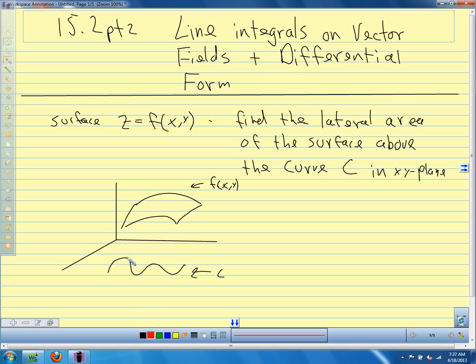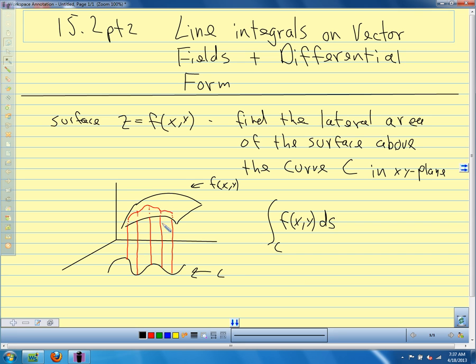So I'm just drawing some projections, a projection up onto the surface. So we're talking about this lateral surface area, this piece. So we're talking about the line integral along C of f of x, y ds. So this is asking us to do the line integral.